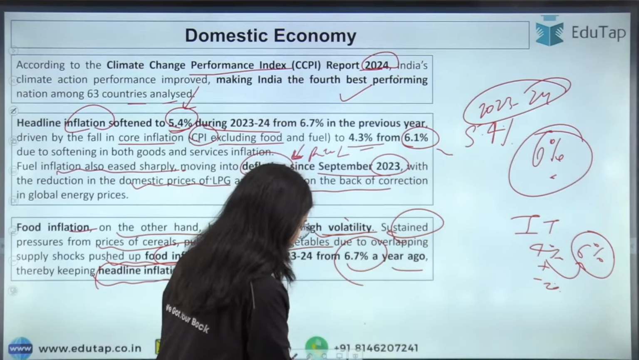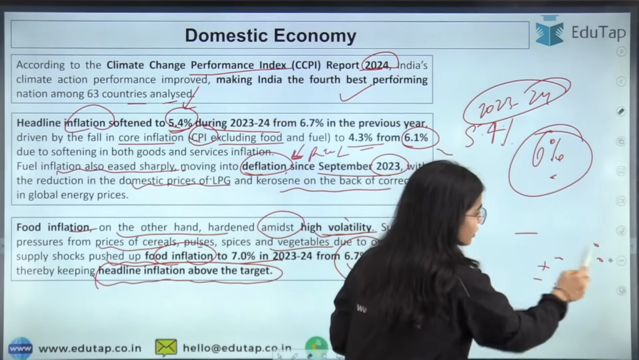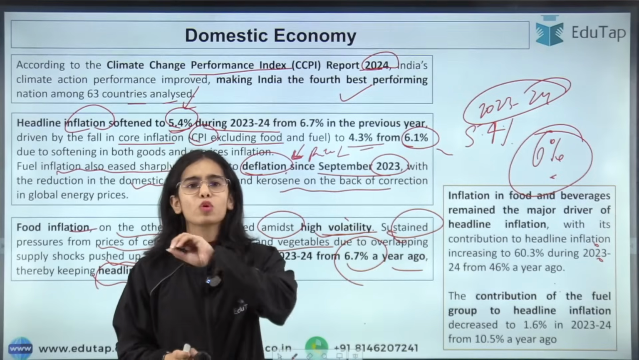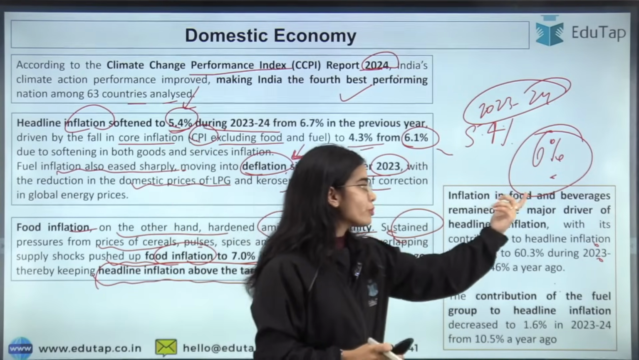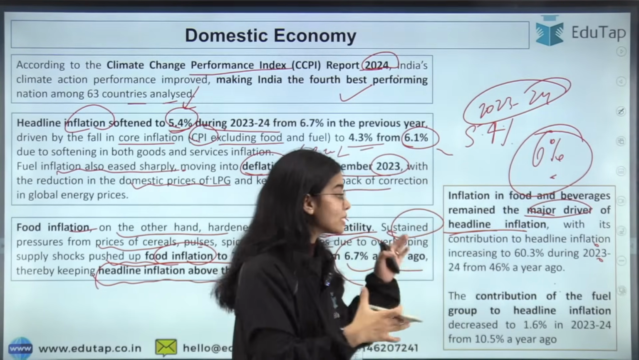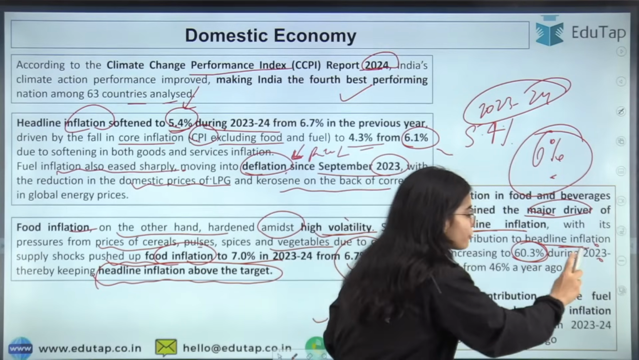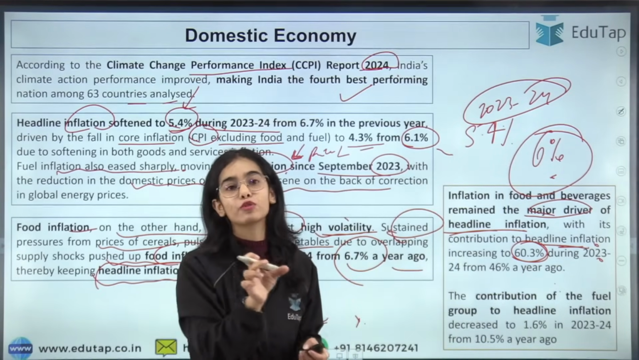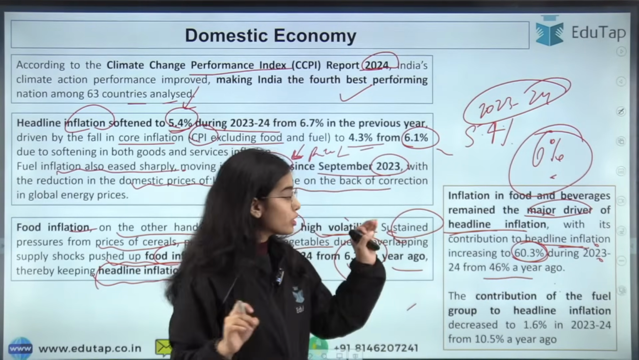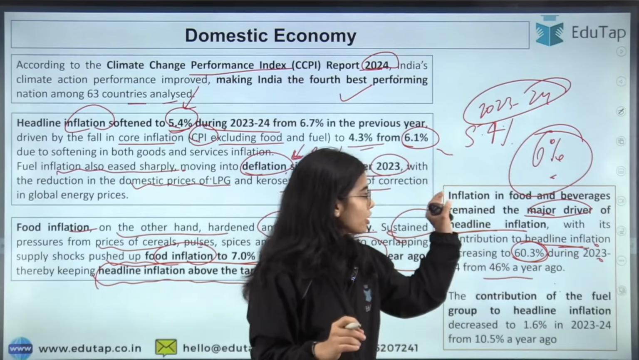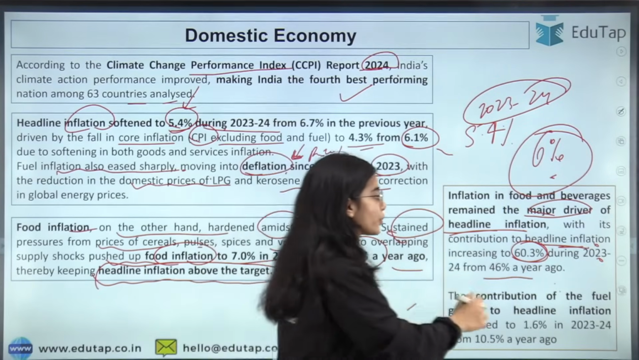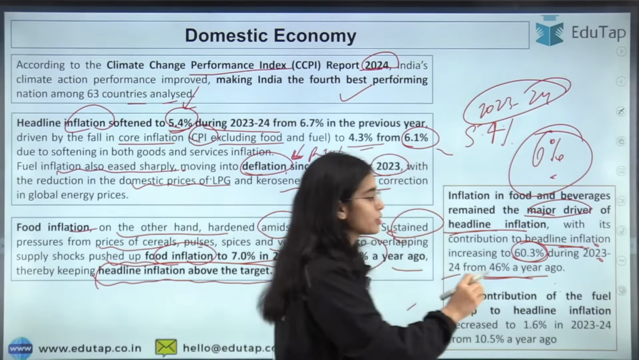Okay, now one more interesting thing here is that the contribution of food and beverage inflation was highest in the CPI inflation. So inflation in food and beverages remained the major driver of the headline inflation that we have understood. Actually 60.3% of the headline inflation was contributed by the food and beverage inflation. That is higher than the 46% a year ago. So the contribution of the food and beverages in the headline inflation increased to 60.3% during 2023-24 from the 46% a year ago.